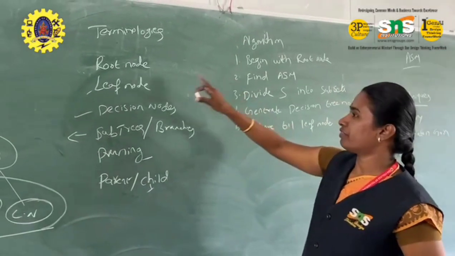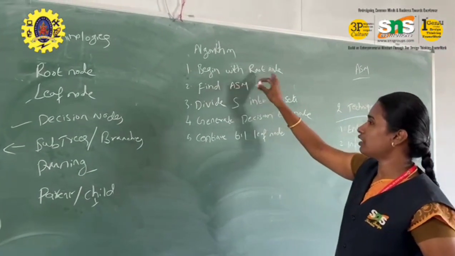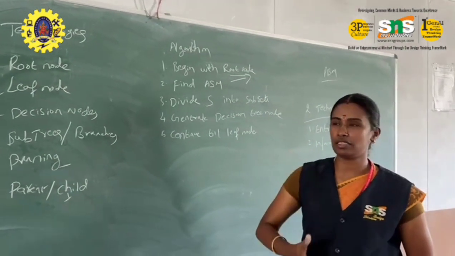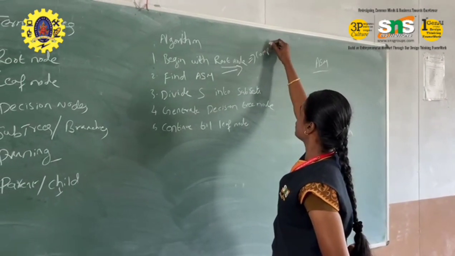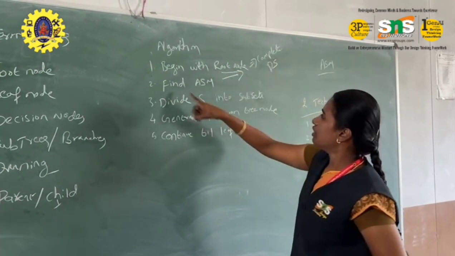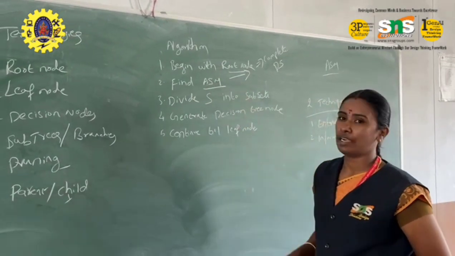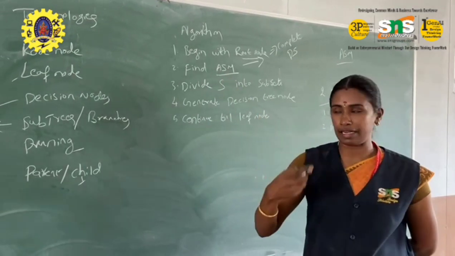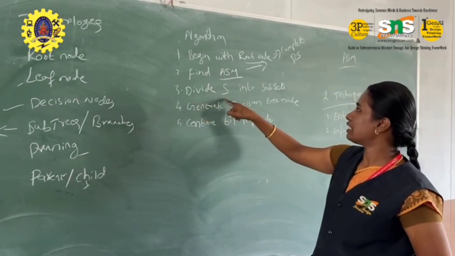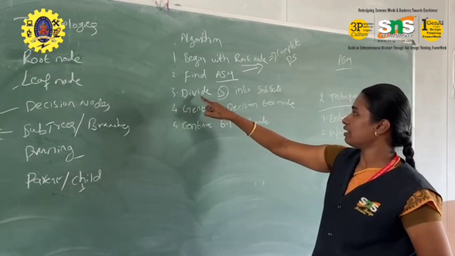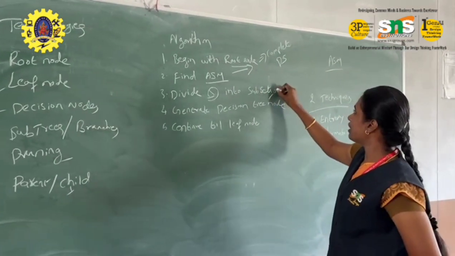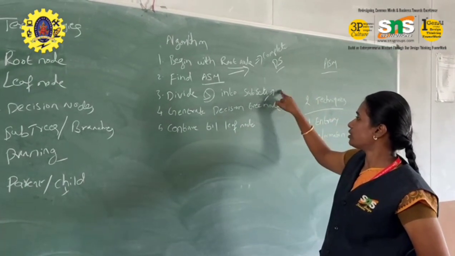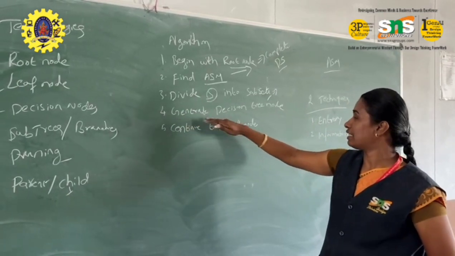Move on to the algorithm of the decision tree. The first step is we begin with the root node, and this root node contains all the possible features in the complete data set. Next, find the ASM. ASM stands for attribute selection method, which is a technique I will discuss later. And here, divide S into subsets. S is the root node. Here, it contains the possible values which are available in our data set. And then the next step is to generate the decision tree node.